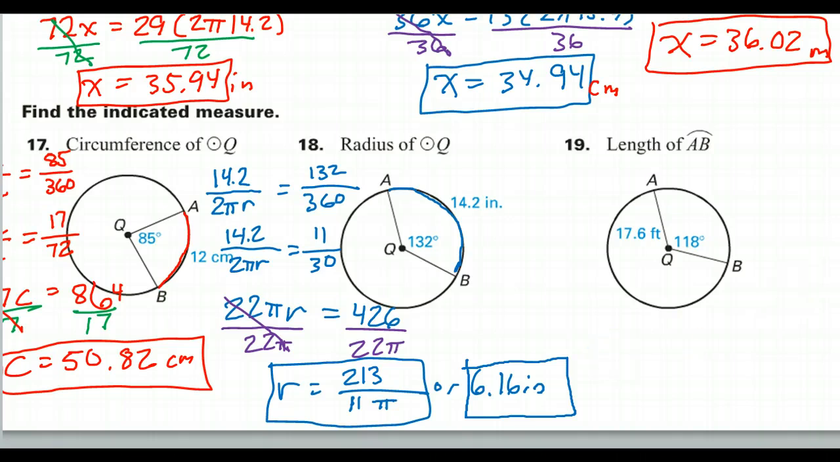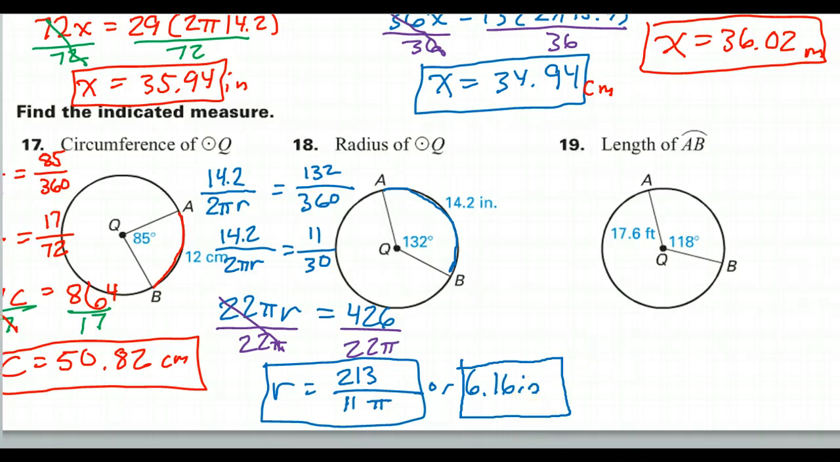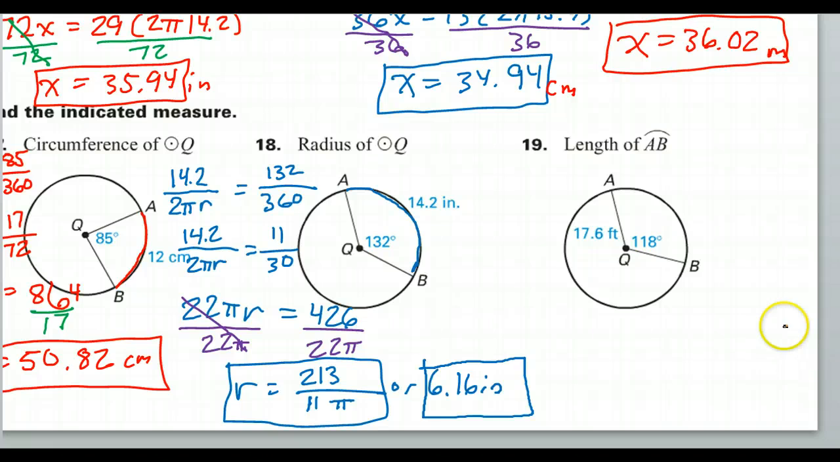All right, number 19. I think this is the last problem. So this time, we're back to finding arc length again. So this is really nothing new. It's like these three problems that we did up here. So once again, with the part over whole equals part over whole. One more time. So part over whole degrees is 118 over 360. Part over whole length. We're being asked to find the length of arc AB.